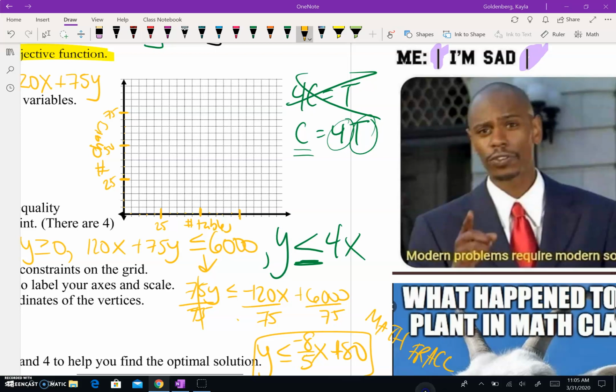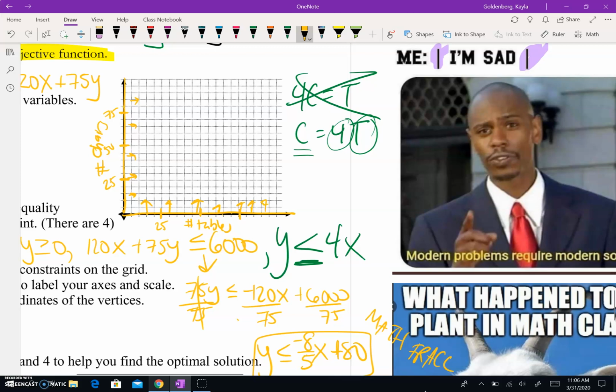So let's see. I know that x is greater than or equal to 0, and that y is greater than or equal to 0. But that's just saying anything in this space. So I'm going to graph my yellow line.